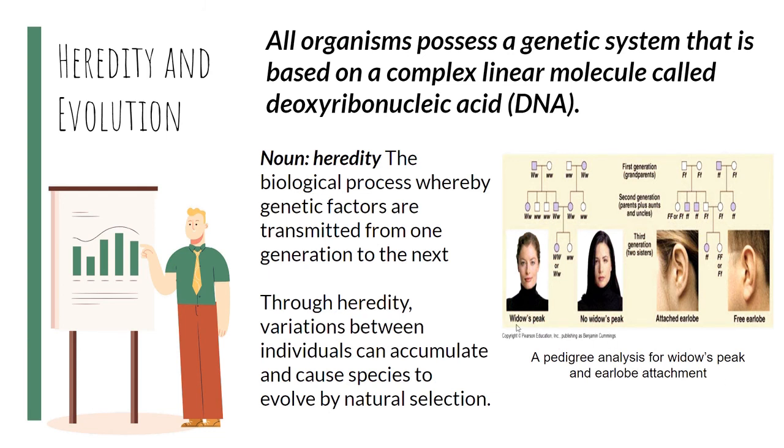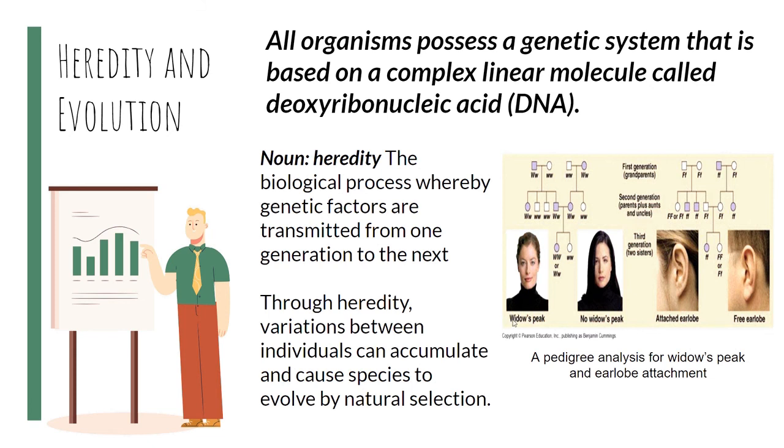In this image, we have here a pedigree analysis for two traits in humans. The first one is widow's peak. So that's having this shape of your hairline that can be inherited. And if you do not have widow's peak, then you just have this regular hairline. So in this pedigree, we see that the gene for widow's peak is passed on from the first generation, the grandparents, to the second generation, the parents and the uncles, and then eventually to the third generation, the actual sisters or the actual people that we are looking at.